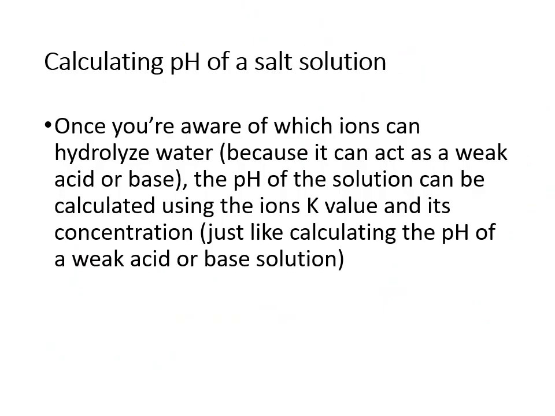Now, when it comes to actually quantifying what this pH will be, it's just a matter of figuring out what the concentrations of those ions are. So once you're aware of which ions can hydrolyze water, figure out what their concentrations are, and then just treat it as a weak acid solution or a weak base solution, depending on how it's going to hydrolyze water. Find its concentration, use the Ka value, and then solve for pH. You can go back and look at a video on doing calculations for weak acid solutions to find out how to do those particular calculations.